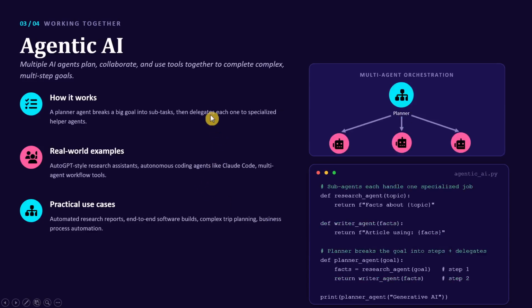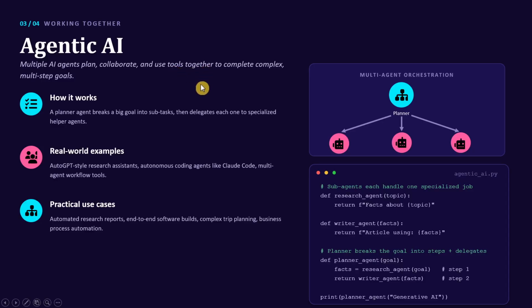Next is agentic AI. Agentic AI is an AI system that can independently plan, make decisions, and execute multiple tasks to achieve a goal with minimal human intervention.